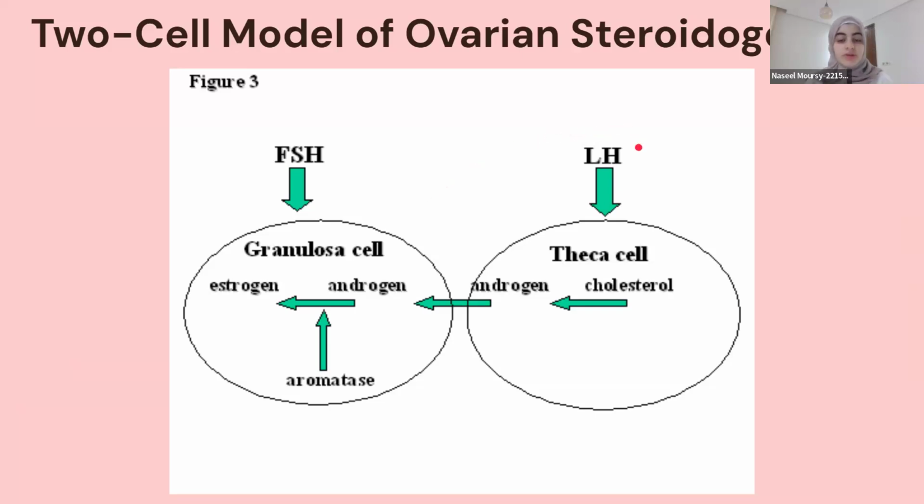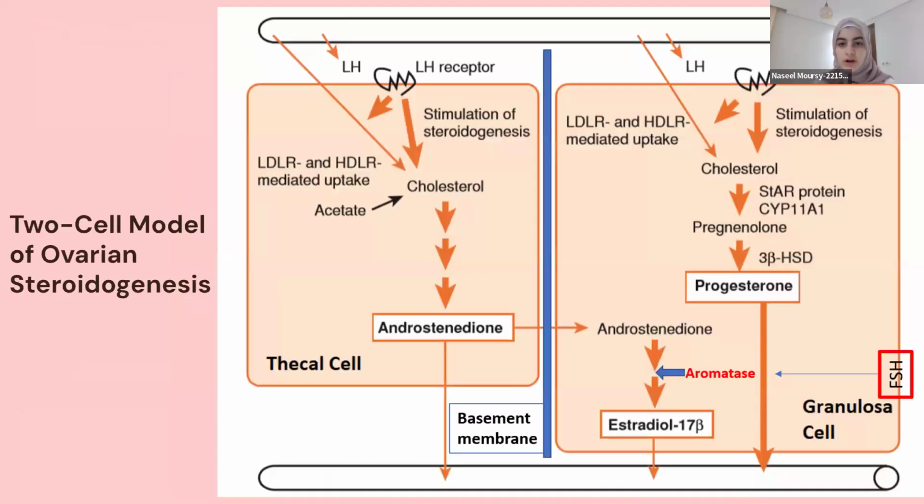So this is a very simplified diagram. We have LH stimulating mainly thecal cells and FSH acting on granulosa cells. Thecal cells convert cholesterol into androgens, mainly androstenedione, and then that diffuses across the basement membrane and goes into the granulosa cells, where aromatase will convert androgens into estrogen. Now let's take this a step further, and this is the complicated diagram. Please don't get scared. It's okay.